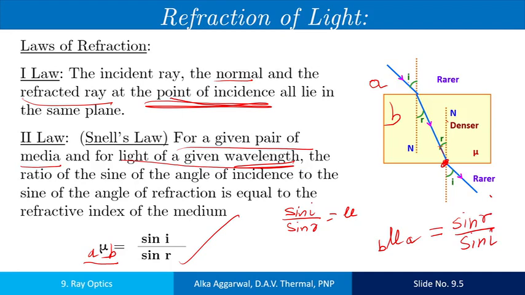At this point, this is the angle of incidence. Don't take r as the angle of refraction always. It is just an alphabet which most of the time we use for refraction. But when the ray of light is going from denser to rarer, then this will be the angle of incidence.